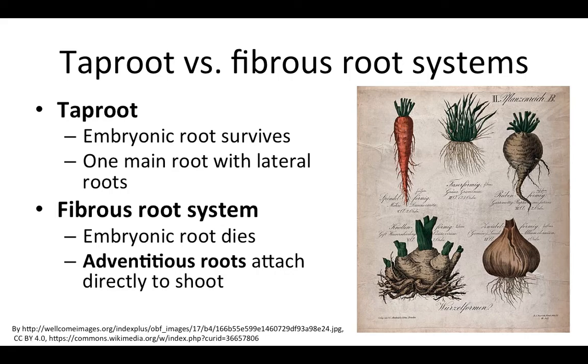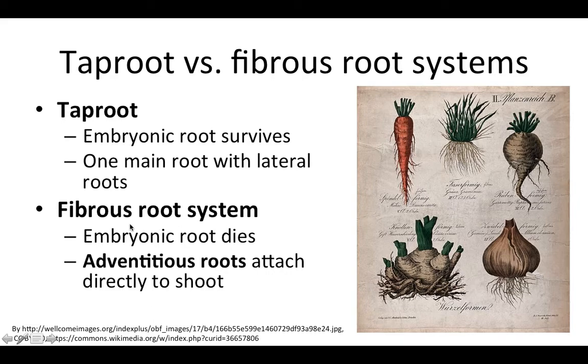And so a carrot is the poster child, in this case it's literally on the poster, of a taproot system. The carrot itself is the initial root that formed, and then these lateral roots are smaller and growing off of it. The alternative kind of root system is a fibrous root system, and we see this especially in things that are grasses or related to grasses. So corn and bamboo are both technically grasses, and then lawn grass as well as things like onions.